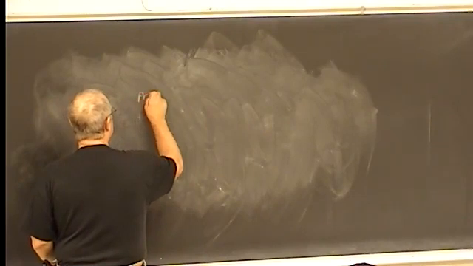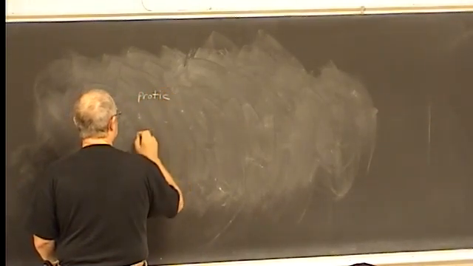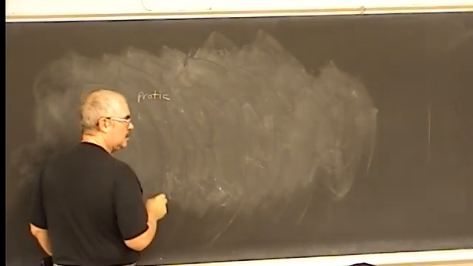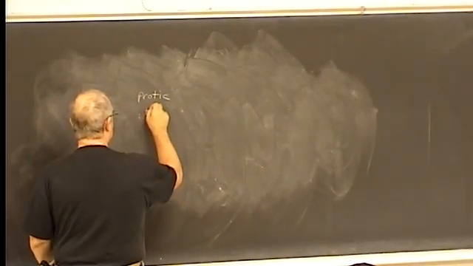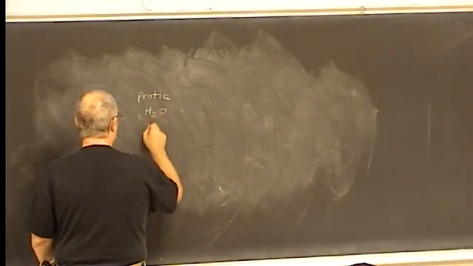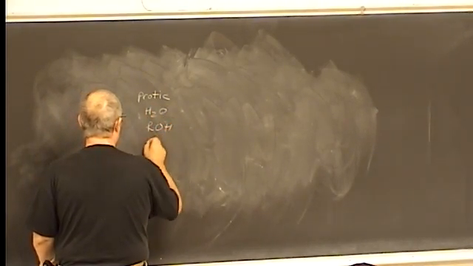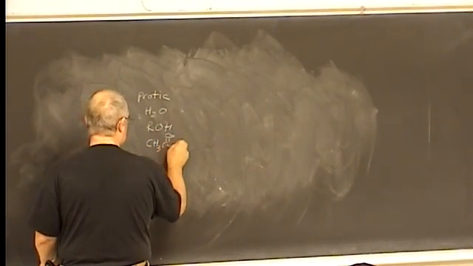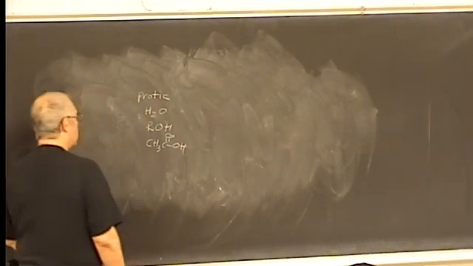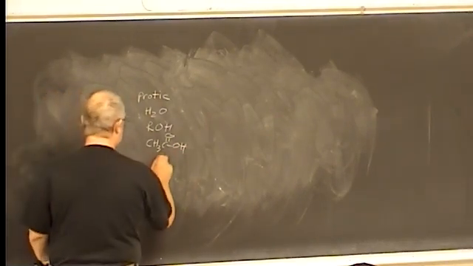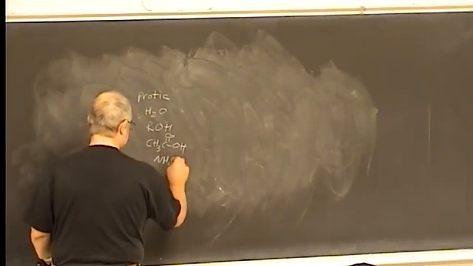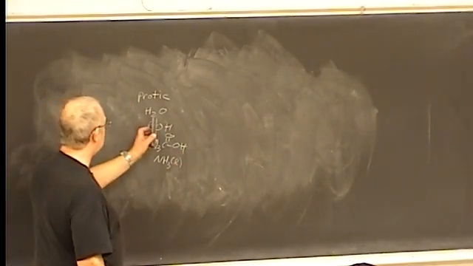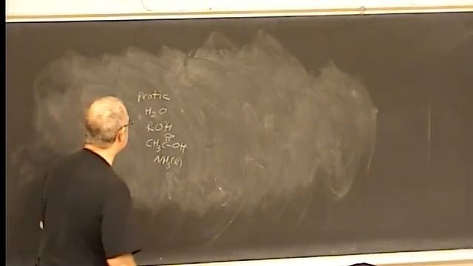Protic solvents include those that can donate and accept hydrogen bonds. These would include water, alcohols, carboxylic acids, such as acetic acid. Liquid ammonia could also be a protic solvent. Notice these all have OH and this has an NH.